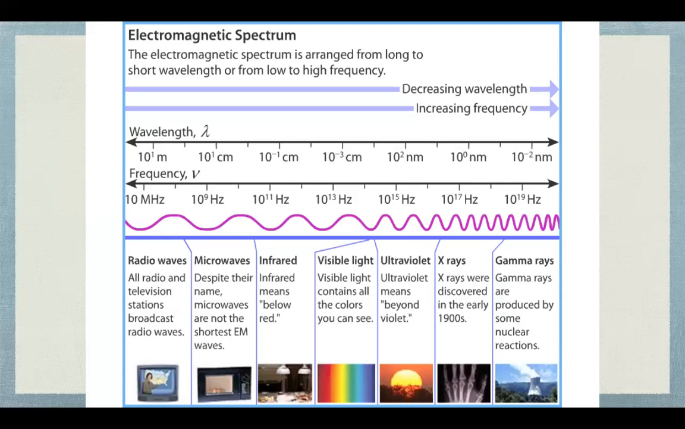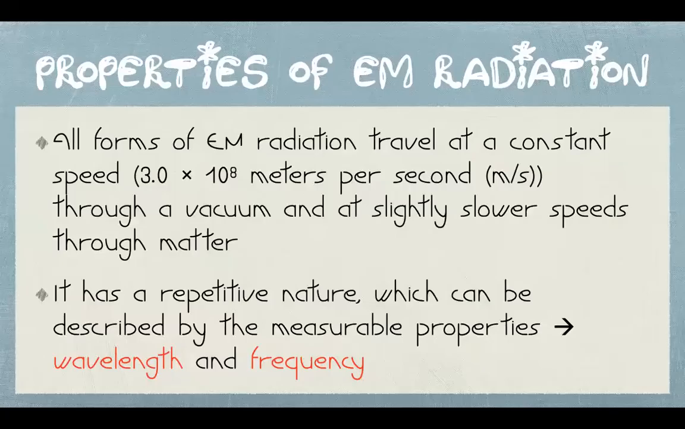So just to go through, we've got radio waves down here, and we go up to microwaves, infrared. Here is visible light, and then ultraviolet, X-rays, and finally gamma rays. Now you see we've got wavelength here and frequency. These are two of the properties of light as it relates to behaving as a wave. So, wavelength and frequency are the two properties of EM radiation that we're going to look at.